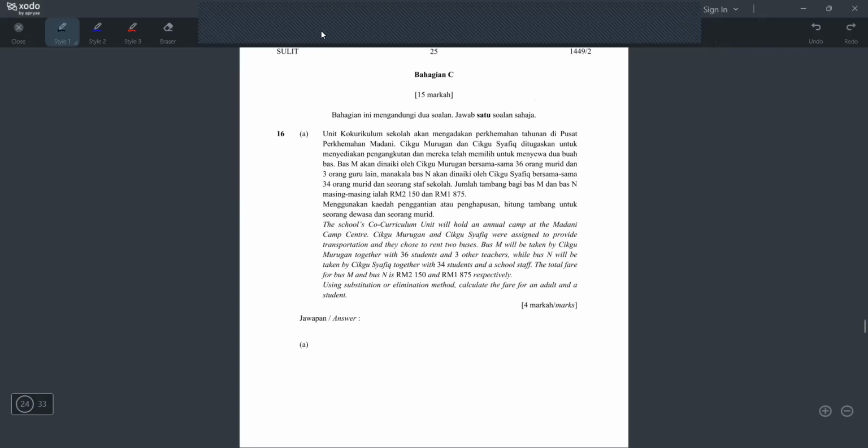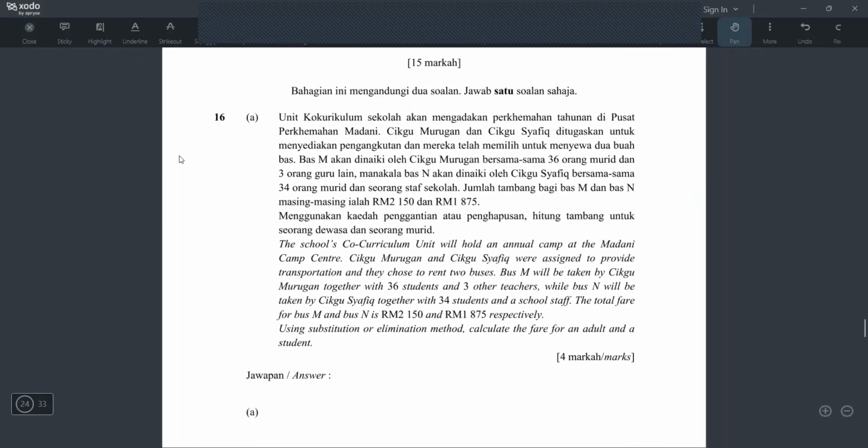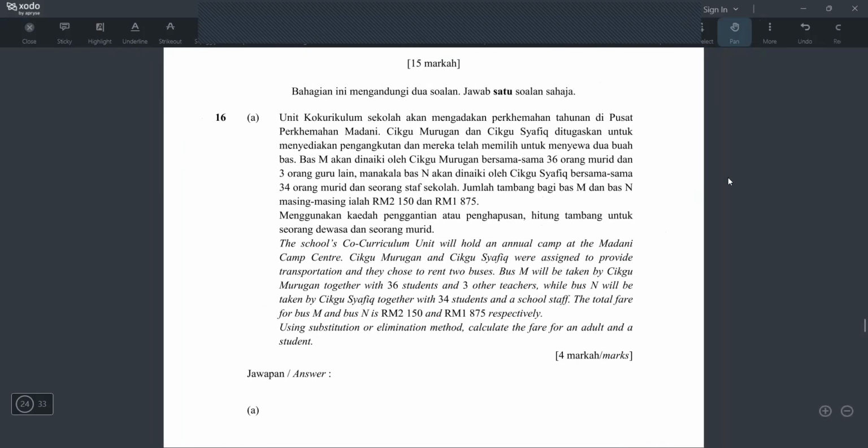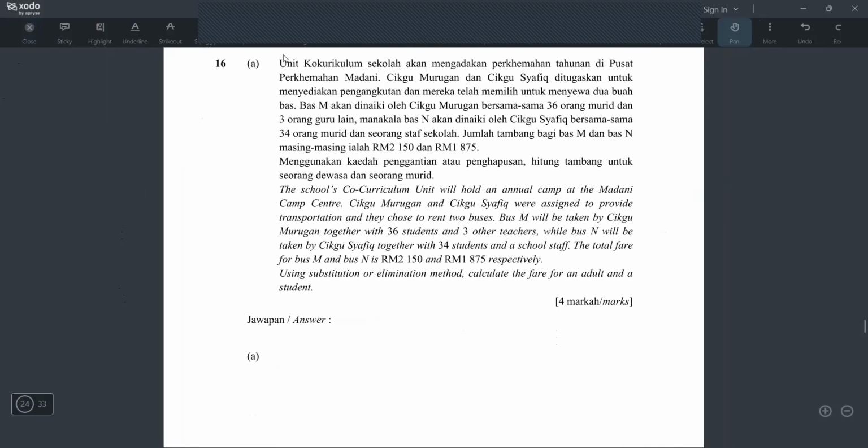Okay, finally we are in section C. So bahagian C mengandungi 2 soalan. Jawab 1 soalan saja. Besar kan? Okay, so we only choose 1 question to do, but I will do both. Okay, I will do both. But in exam, don't do both lah. You just choose 1 to do. Okay, unless you have a lot of time lah, then you do.